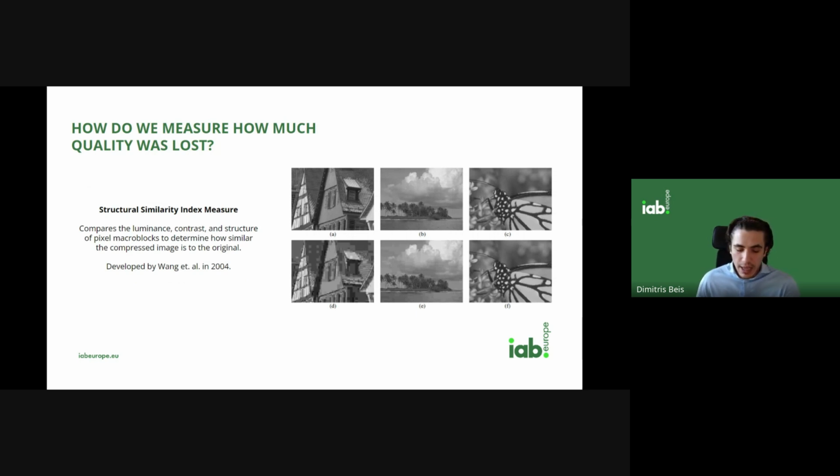So that is how exactly the quality setting works and what exactly we're affecting when we're changing the quality setting. Now let's talk about the other side of the equation, that is quality. How do we measure how much quality was lost after compression? How do we measure the difference between the original image and the compressed image? One way is to use something called SSIM, Structural Similarity Index Measure. It essentially takes, again, small areas of the image and compares 3 things: the luminance, the contrast, and the structure.